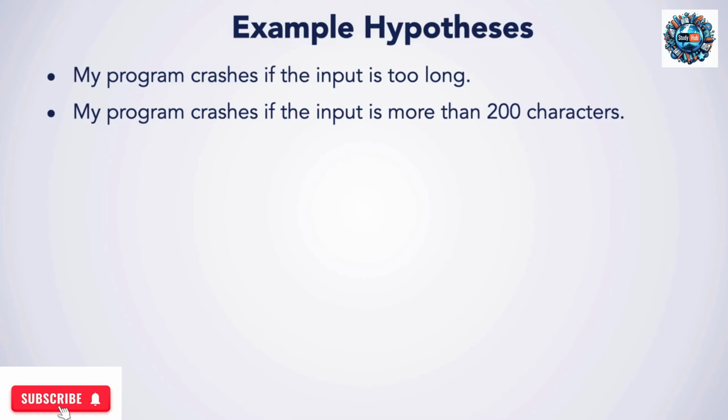What if we instead had the hypothesis, my program crashes if the input is more than 200 characters? Hopefully, you all agree that this hypothesis is better than the first one at least. Can you say why this hypothesis is an improvement? Should we need to improve it even further?